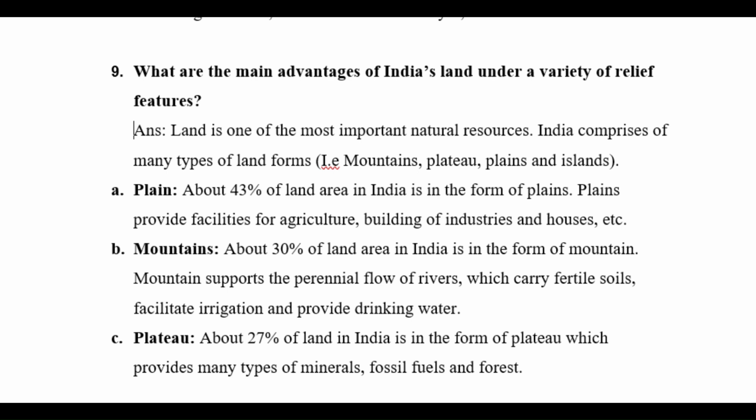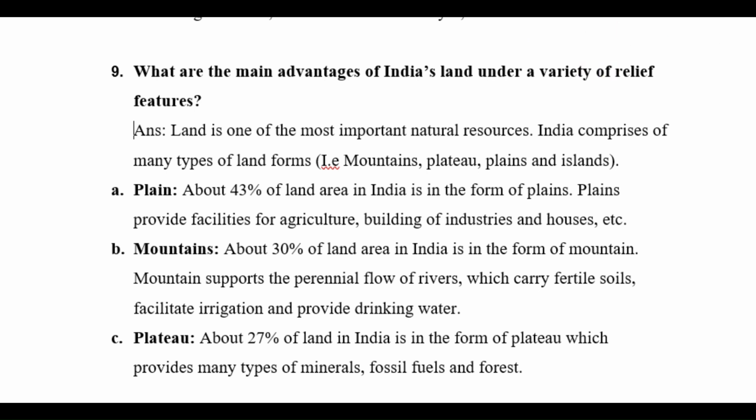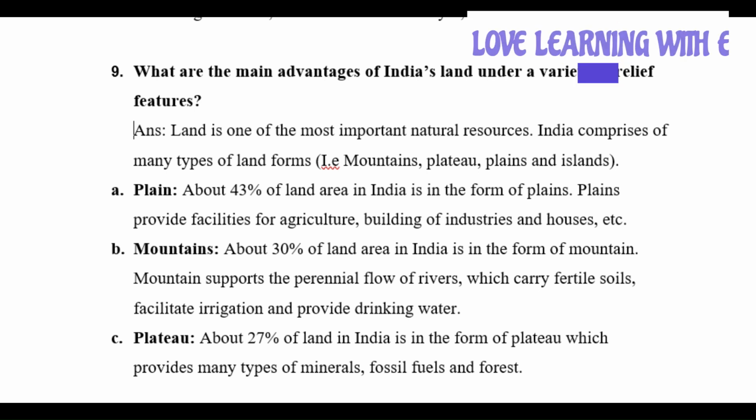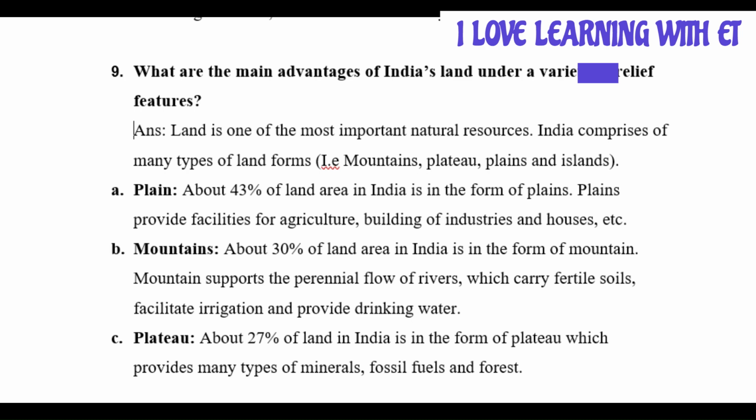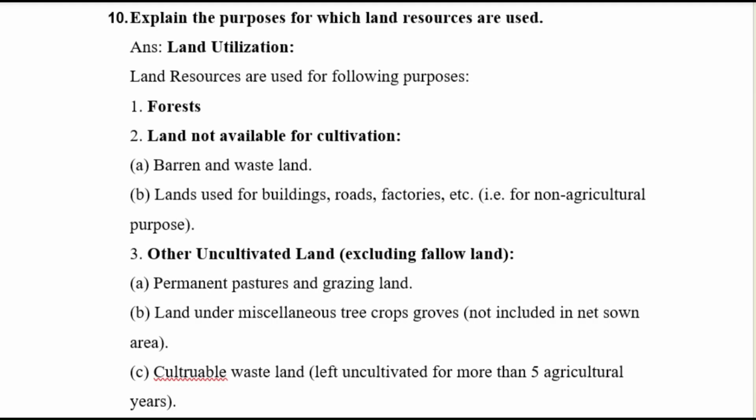A. Plain. About 43% of land area in India is in the form of plains. Plains provide facilities for agriculture, building of industries and houses, etc. B. Mountains. About 30% of land area in India is in the form of mountains. Mountains support the perennial flow of rivers, which carry fertile soils, facilitate irrigation, and provide drinking water. C. Plateau. About 27% of land in India is in the form of plateau, which provides many types of minerals, fossil fuels, and forest.